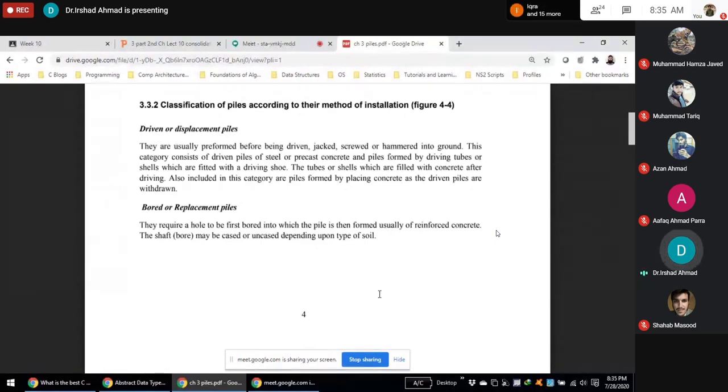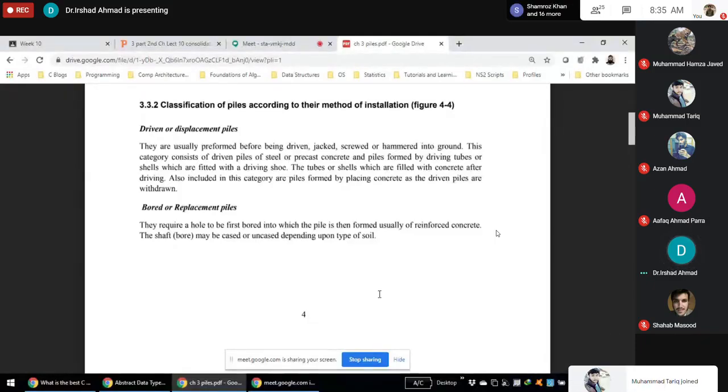like steel piles, we bring them to the site and we hammer them down into the ground, or jack them or screw them, right? Or we build concrete piles and bring them to the site and then hammer them down, right? These are called driven piles. They are also called displacement piles because when you drive them, they displace the existing soil to make a place for themselves, right?